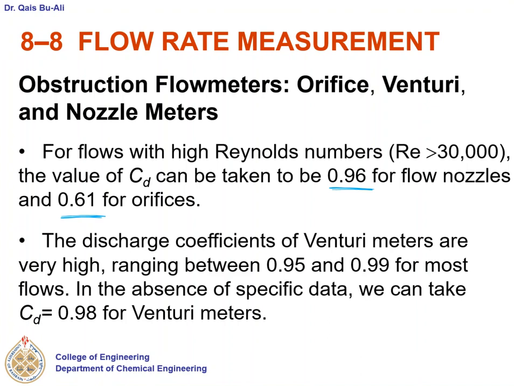The discharge coefficients of Venturi meters are very high, ranging between 0.95 and 0.99 for most flows. In the absence of specific data, we can take CD to be 0.98 for a Venturi meter. This means for the orifice, CD is equal to 0.61. For the flow nozzle, it is equal to 0.96, and for the Venturi meter, it is equal to 0.98 because it has the smallest losses.